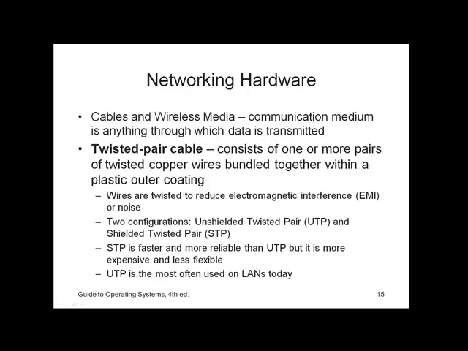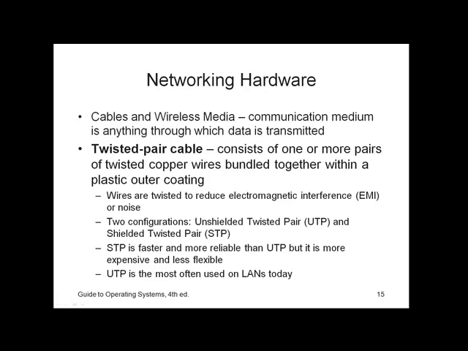Let's talk a little bit more about some other networking hardware that you may see. For instance, cables and wireless media. Cables and wireless media are an example of a communication medium. And the communication medium is pretty much anything through which data is transmitted. One example of cabling or wireless media you may run into is something called twisted pair cable. Twisted pair cable consists of one or more pairs of twisted copper wire bundled together within a plastic outer coating.